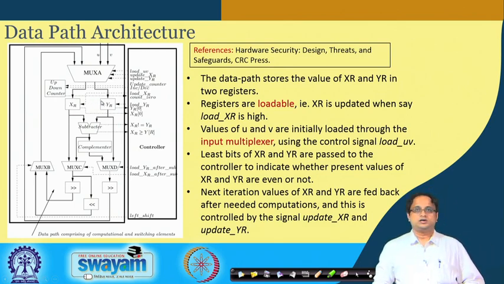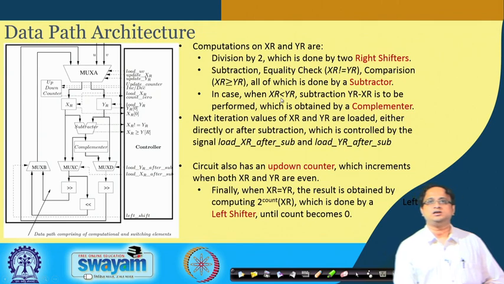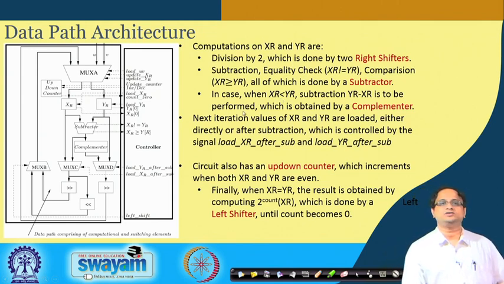Okay. So, the computations which we are doing on XR and YR are subsequently enlisted. The first thing which we have seen is the division by 2. As I said, the division by 2 is done by 2 right shifters. So, you will see that in the data path there are 2 right shifters which are placed here. This is one right shifter and this is the other right shifter.